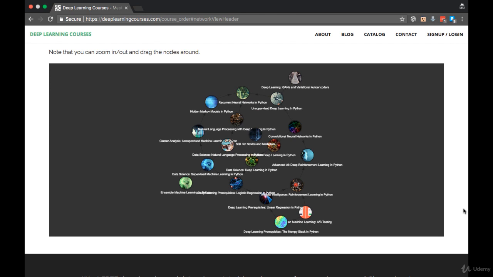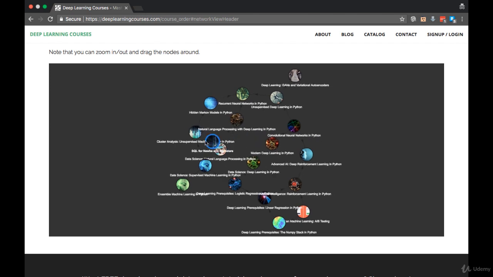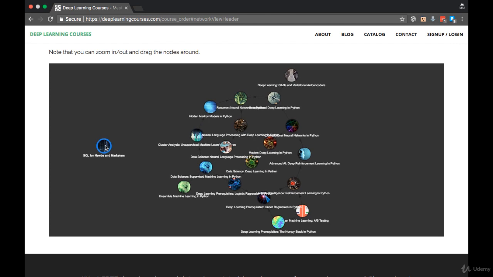So let's look at the SQL course first, since that has no links. It might show up in the middle, so you can just drag it out to the side. That's the coolest thing about this graph, because you can just pick stuff up and drag it around. It's very interactive. So SQL has no links. This isn't a prerequisite to any other course, nor is any other course a prerequisite to it. It is standalone. You can take it at any time.